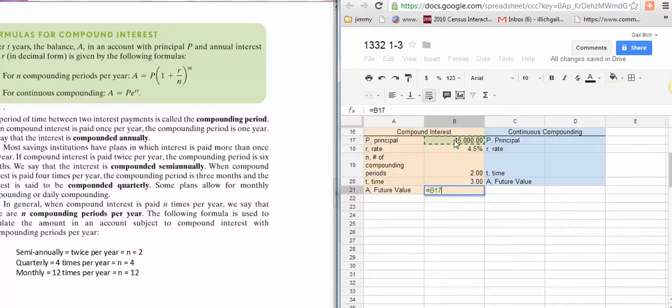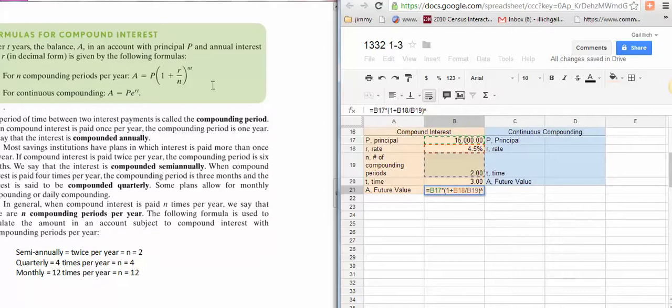So I'm going to do the multiplication sign. Then I have to do parenthesis 1 plus the rate, which is B18, divided by the N, which is the number of compounding periods, which is B19. Then I close that parenthesis. Now, to make an exponent, you do this, we call it a caret or a hat, but it's the symbol that is the shift on the 6. So if you do a shift and then 6, it does that little raise to a power button.